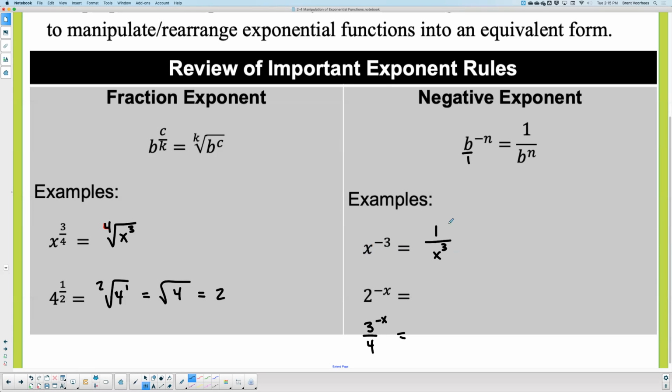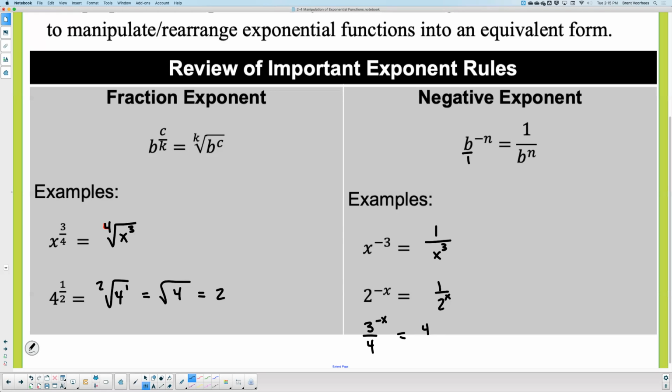So notice you just flip the base and the power goes down to the denominator. Or here, 2 to the power of negative x, that's the same thing as 1/2 to the power of positive x. Okay, and the last one, 3/4 to the power of negative x.